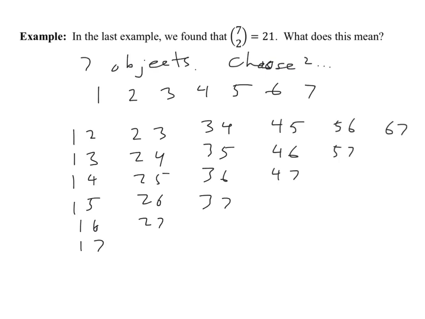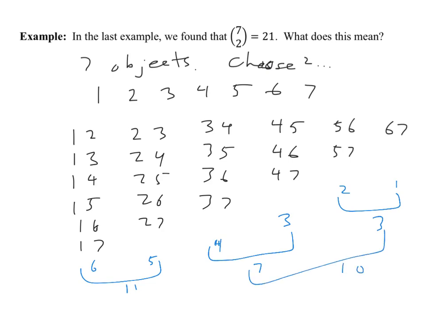I don't know if you want to hear me say all of those numbers, but right here I made a list of all of the different ways that I could choose two of these objects. If we look at this, how many ways were there? It looks like there were 6 of them here, 5 here, 4 here, 3 here, 1 here. This is 11 here. There's another 7 ways here and another 3 here. Those are 10. Sure enough, there were 21 ways that I could choose 2 objects out of these things.